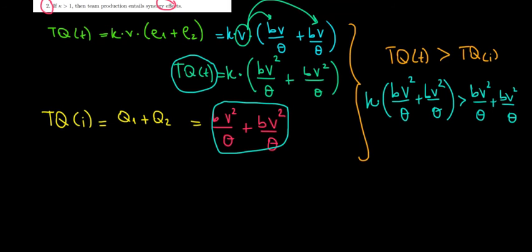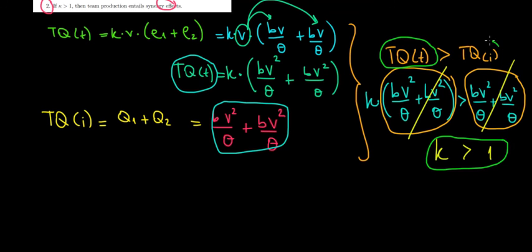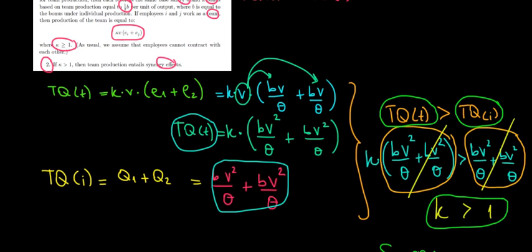What do we see? We have the same factor over here. This term is common and this term is common. Now, if we cancel out the terms, what are we left with? We're left with K greater than 1. In other words, indeed, if K is greater than 1, then the production as a team is greater than the production individually. In other words, we do have synergy. So if we look at the answer key over here, and they say that if K is greater than 1, we have synergy, yes, it's true, and we are done.